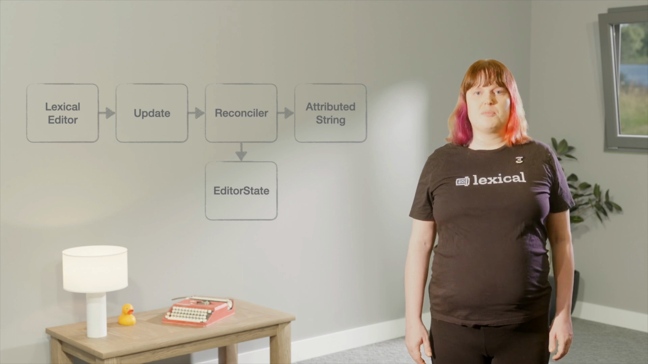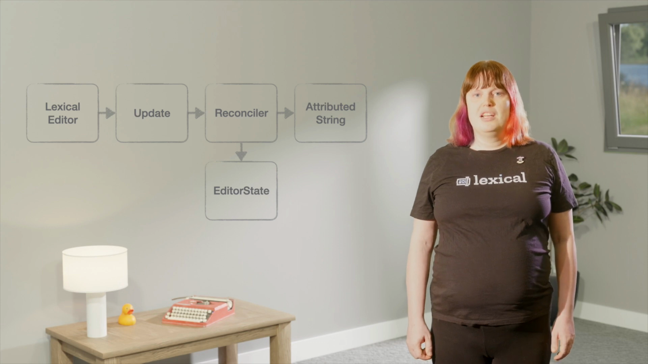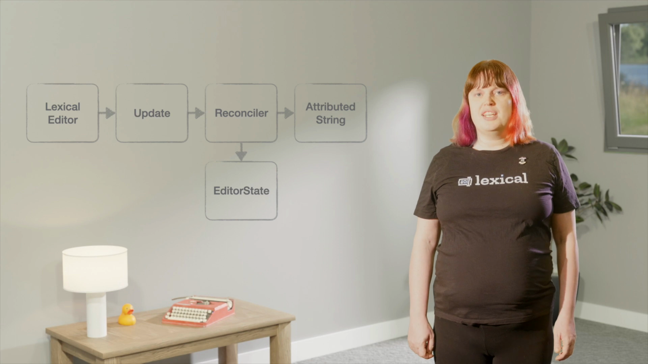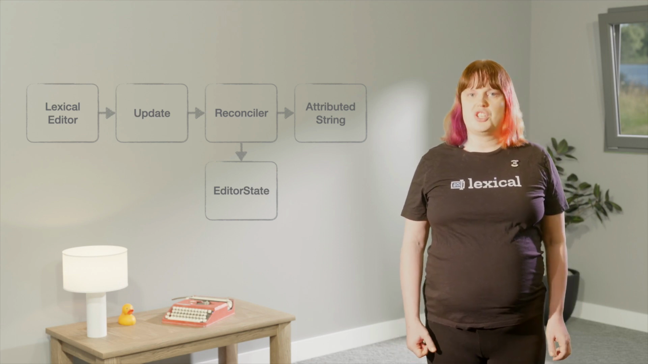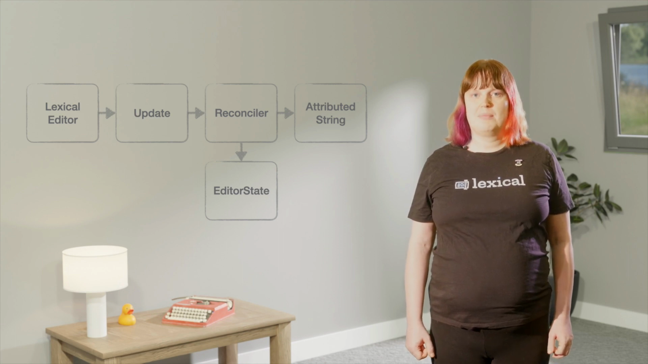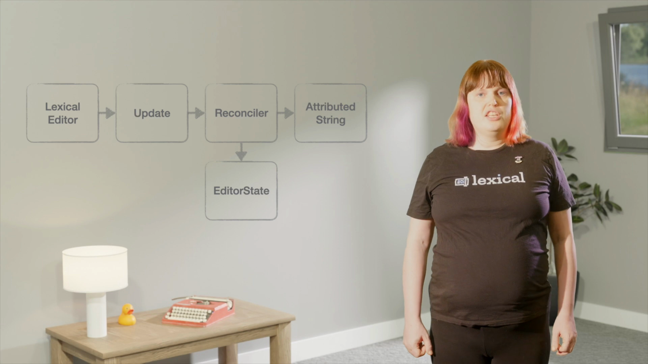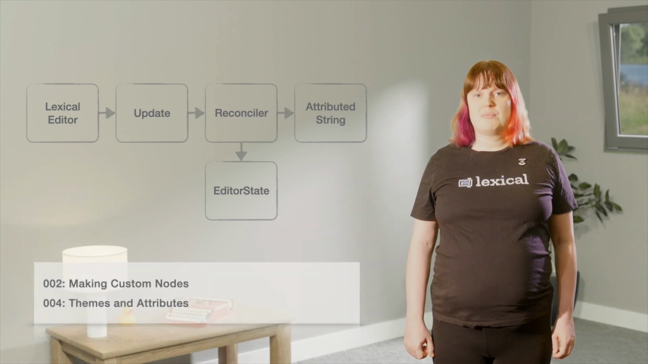This is a big difference between Lexical on the web and on iOS. On the web, the reconciler is telling each node to apply its changes onto the corresponding element of a DOM tree. But because iOS does not use DOM to render things, we've built Lexical on top of TextKit instead. And nodes have to know how to describe themselves in terms of NSAttributedString. You can learn a lot more about this difference in the session on themes and attributes, as well as the session on making custom nodes.